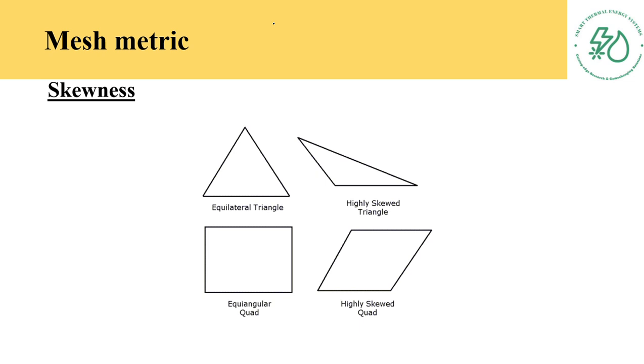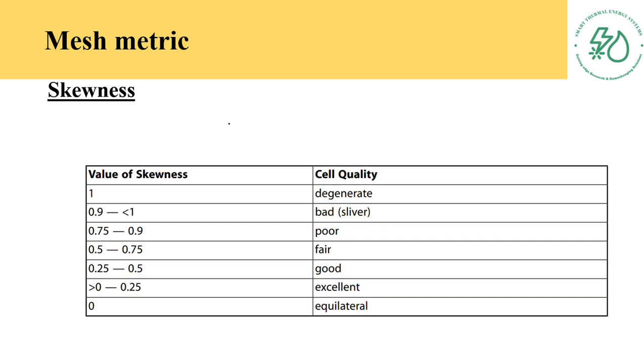Another important parameter is skewness. It is one of the primary quality measures for a mesh. Skewness determines how close to ideal a face or cell is. As you can see, this is the ideal one, but this is a highly skewed triangle, a highly skewed quad, and it could be acceptable when it's below 0.75, but when it reaches 1, you should regenerate your mesh.